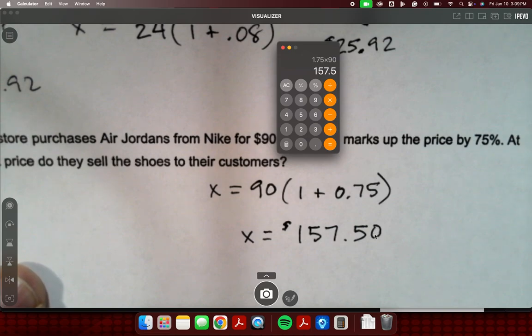Let me try that again. They get it from Nike for $90. Then they increase the price by $67.50 so they can make a profit off of it when they sell it to us. So that's why they list it as $157.50.